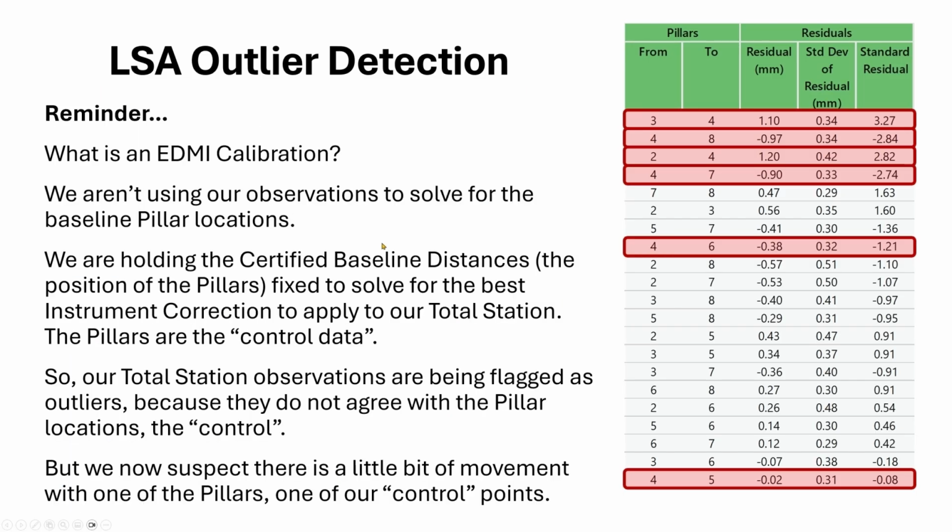So just a quick reminder, what is an EDMI calibration? We aren't using our observations to solve for the baseline pillar location. If we were doing that, we wouldn't see this pillar movement, we wouldn't find it, because it's systematic, it agrees. But what we're actually doing is holding the certified baseline distances, which is the position of the pillars, fixed, to solve for the best instrument correction to apply to our total station. So essentially the pillars are the control data here. So our total station observations are being flagged as outliers because they do not agree with the control.